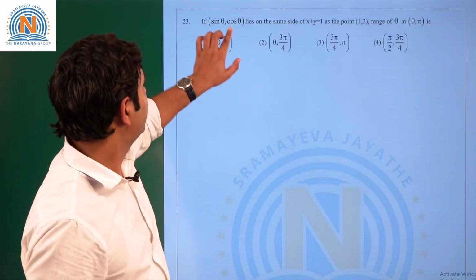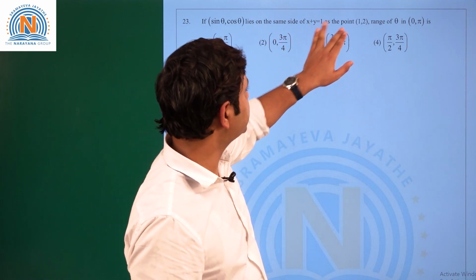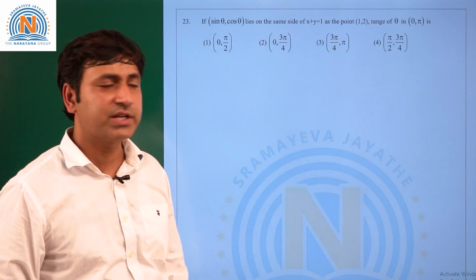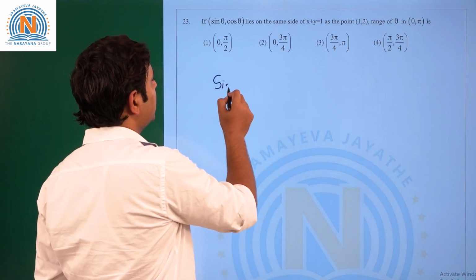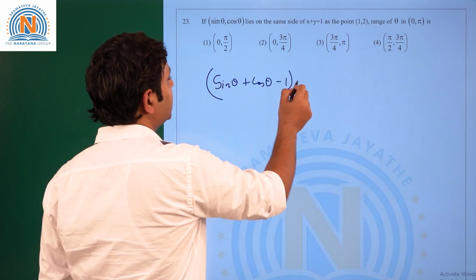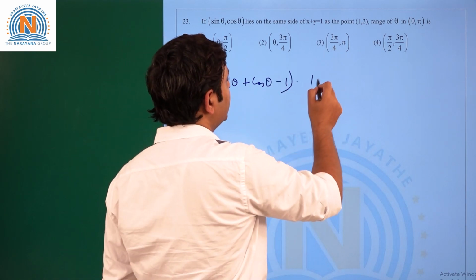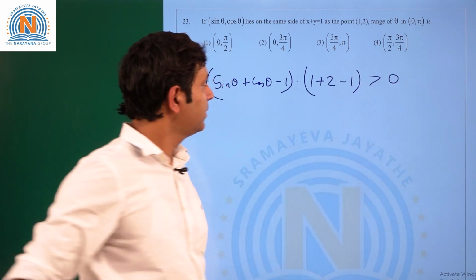In this question, we have a point sin theta comma cos theta. This point lies on the same side as this point of the line, x plus y is equal to 1. We know how to do it. We will write sin theta plus cos theta minus 1 multiplied by 1 plus 2 minus 1. This should be greater than 0.